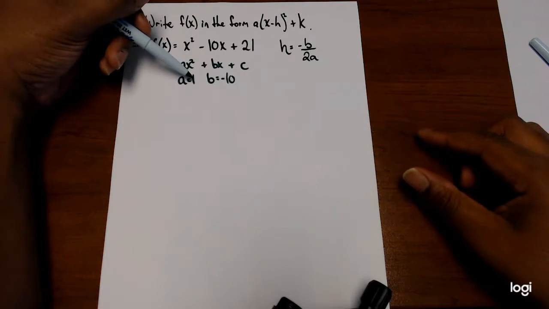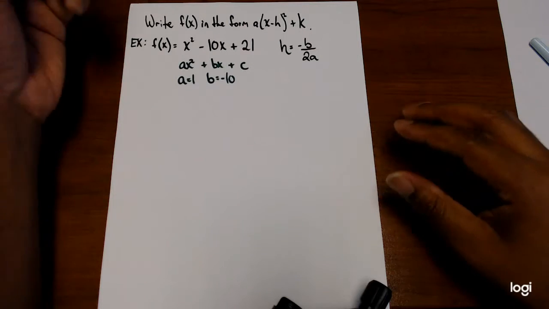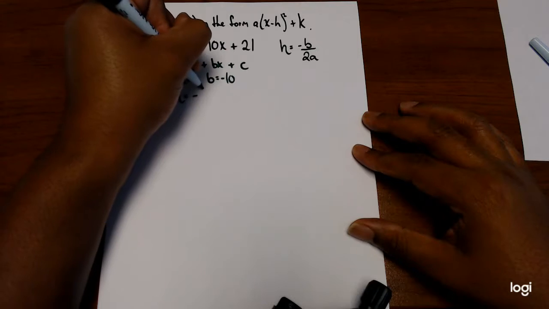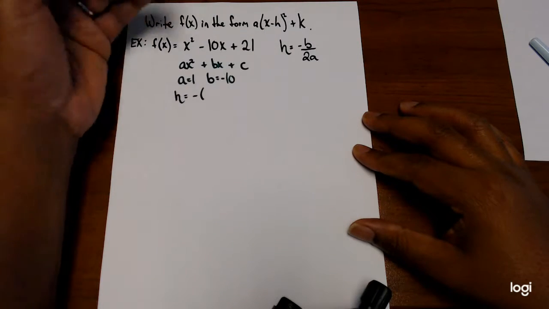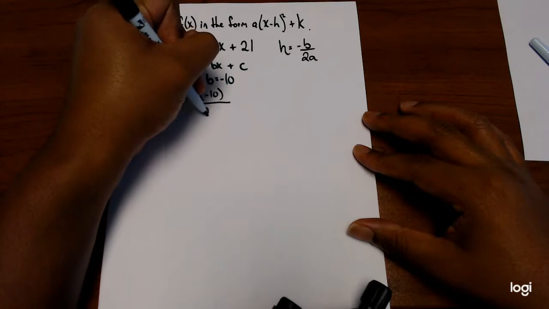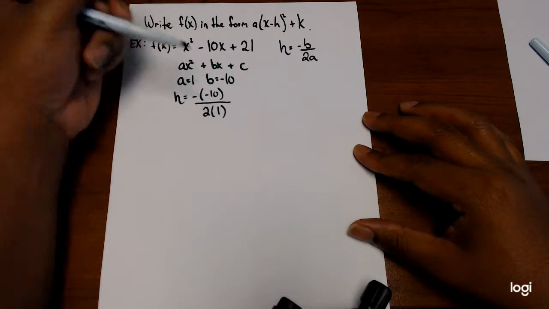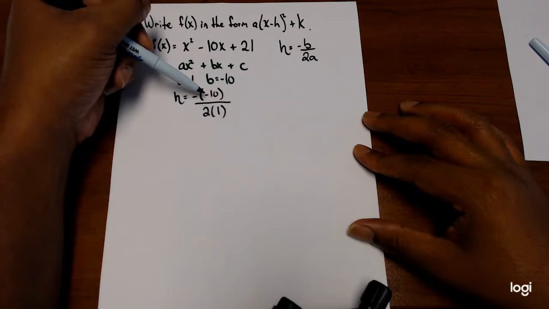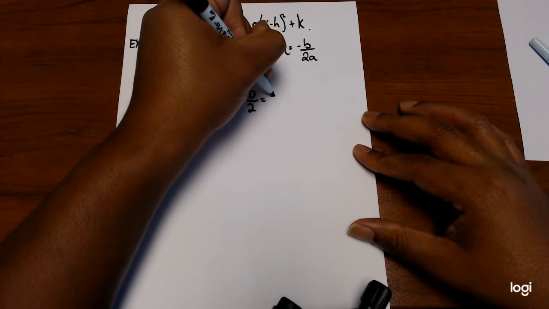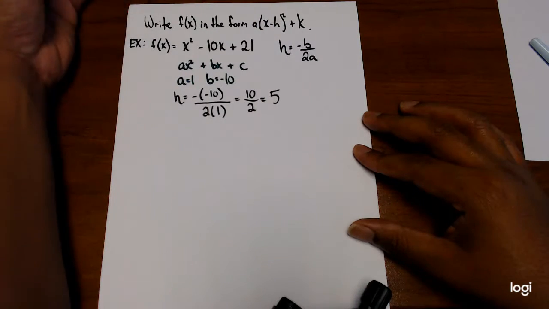So we can take this a and this b and plug them into the formula here, and we'll have our value for h. So h then must be equal to negative, because there's a negative in the formula, negative 10 all over 2 times 1, right? So b goes here, a goes there. Of course, negative negative 10 is positive 10 over 2 is a 5. Okay, so we have h.